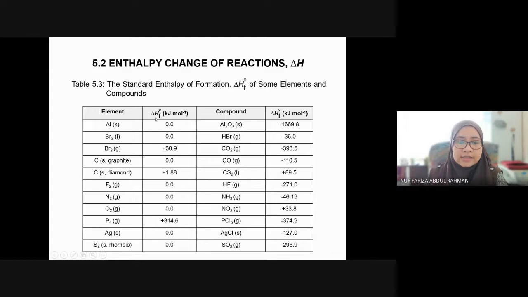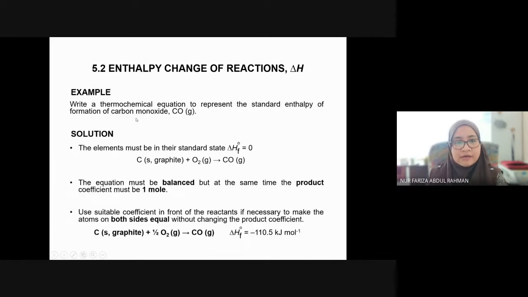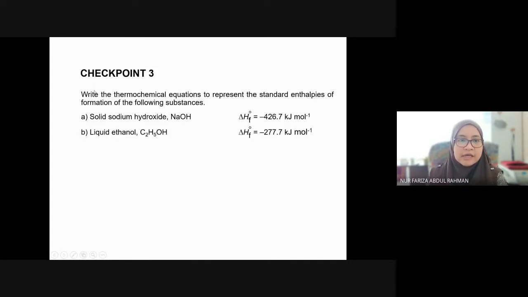These are examples of compounds and the enthalpy change of formation. Here we have an example, carbon monoxide, and then a checkpoint. Please check your answer with the answer given here. You have to write the thermochemical equation to represent the standard enthalpies of formation for the following substances. Sodium hydroxide is the substance, and the question specifies that it must be in solid state, and this is the standard enthalpy of formation, and the value is given.